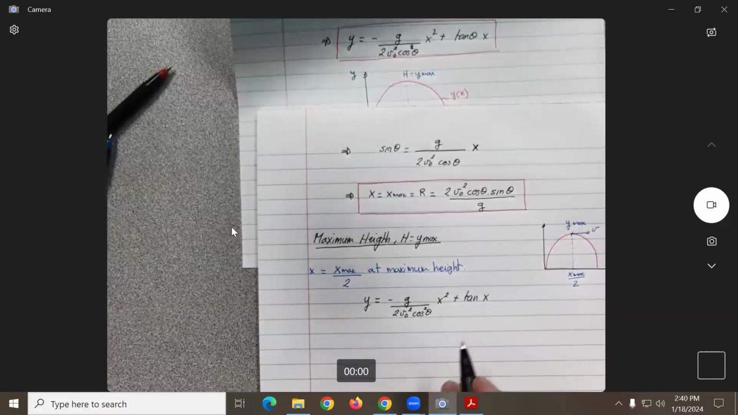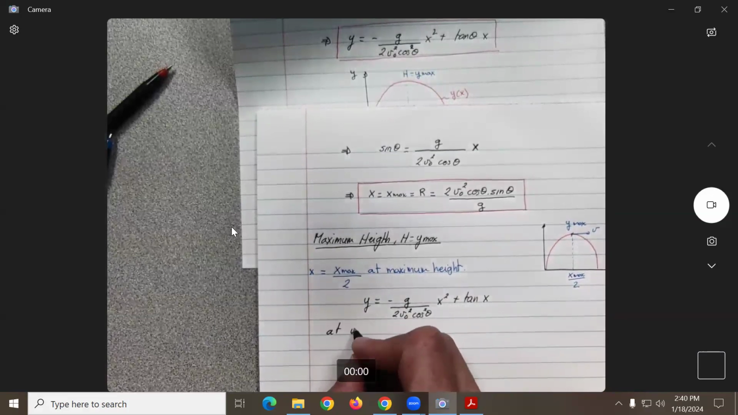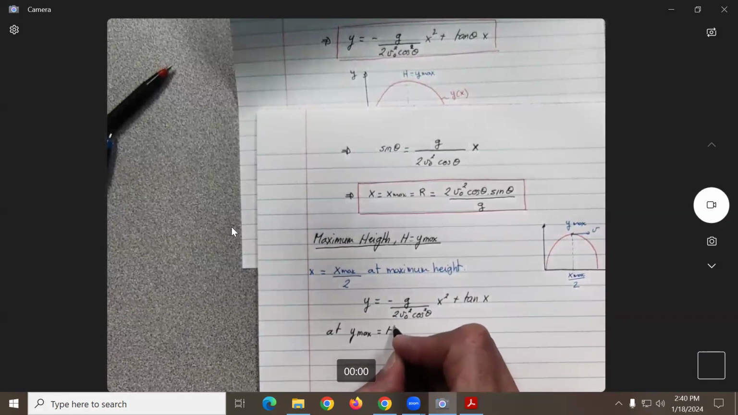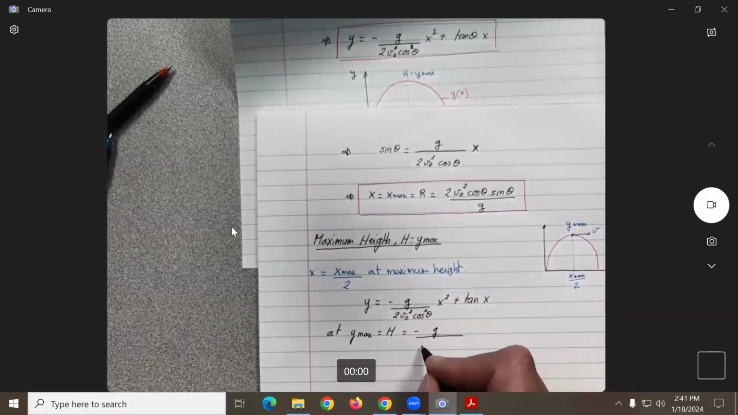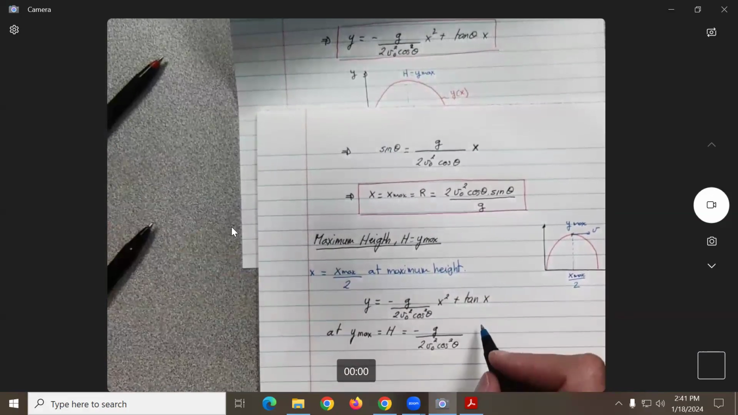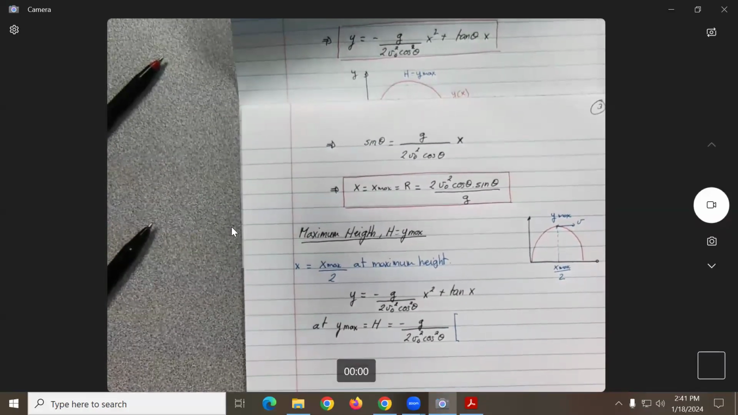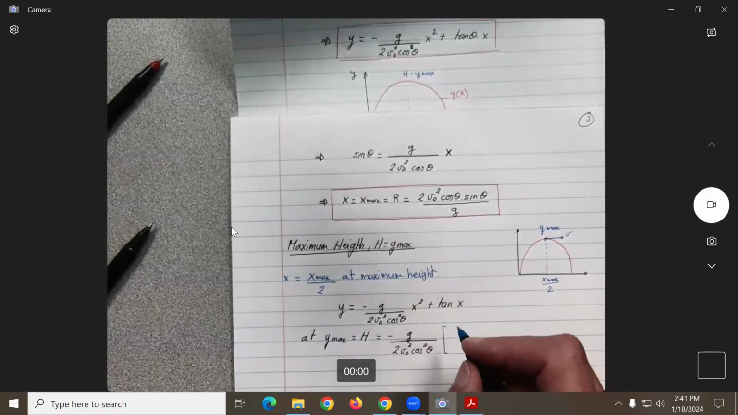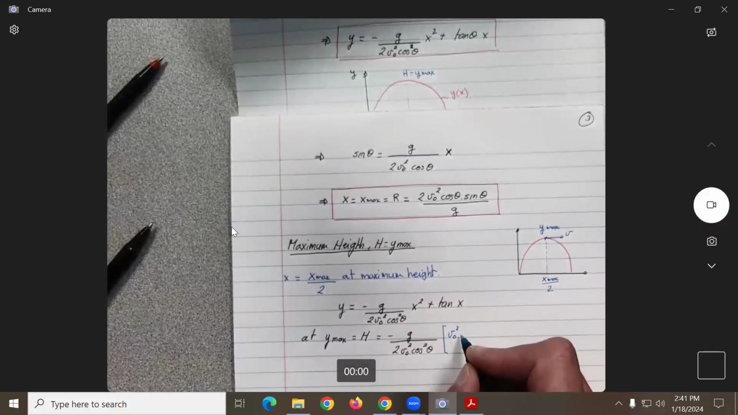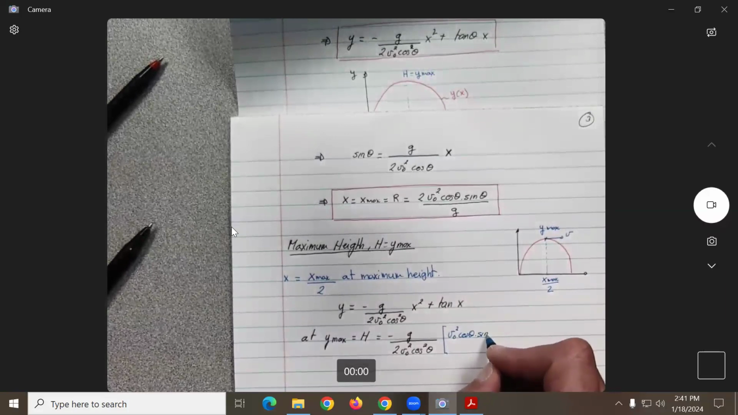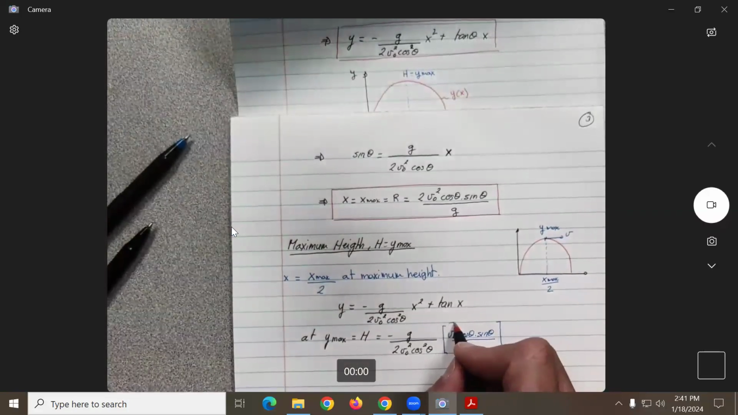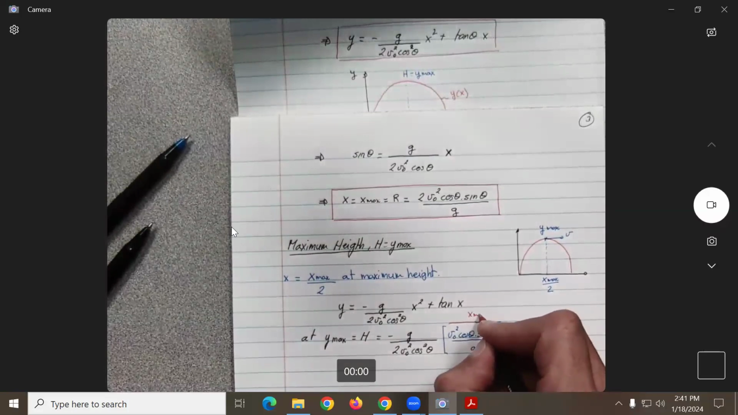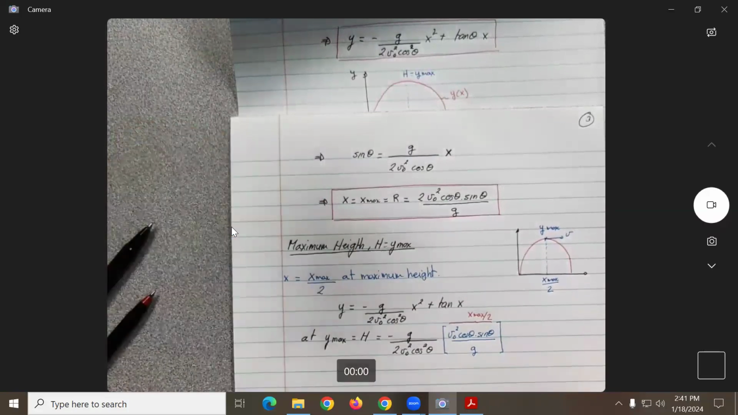Where, what do we know? At y max equal h, what are we gonna have? We're gonna have minus g divided by 2 v zero squared cosine squared theta. What should be x max over 2? Should be v naught squared cosine theta sine theta divided by g, no? So this term over here is x max divided by 2, and I need to put the square, no? Did I forget the square?